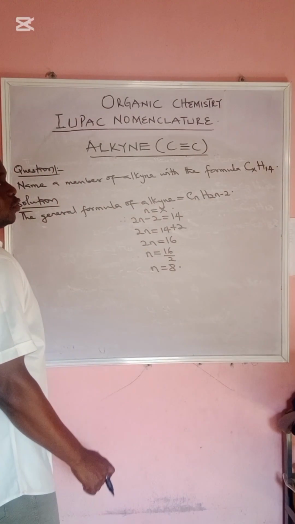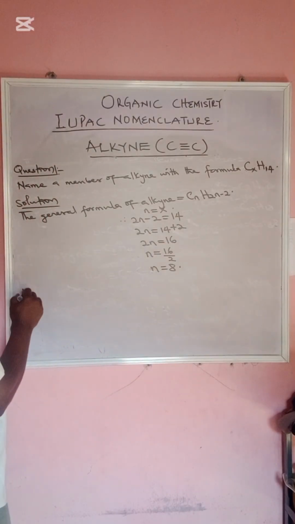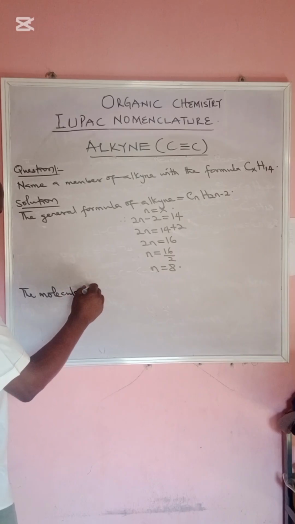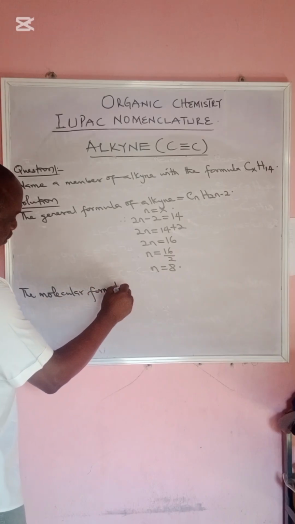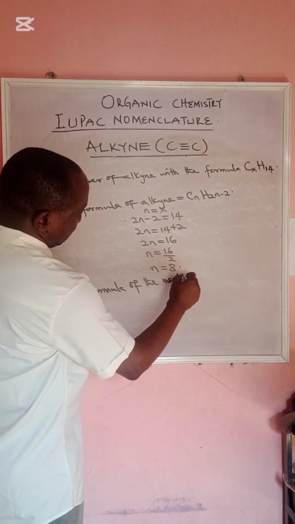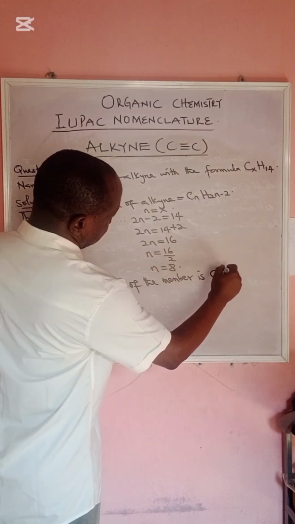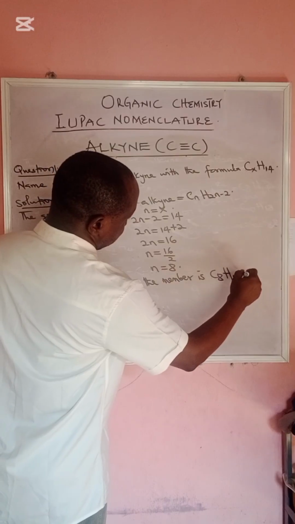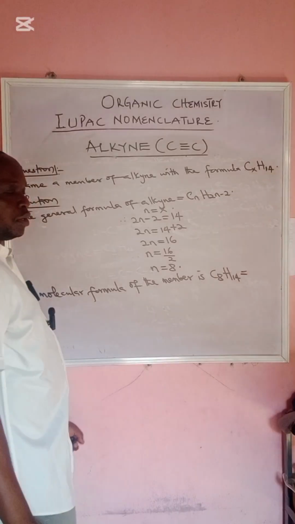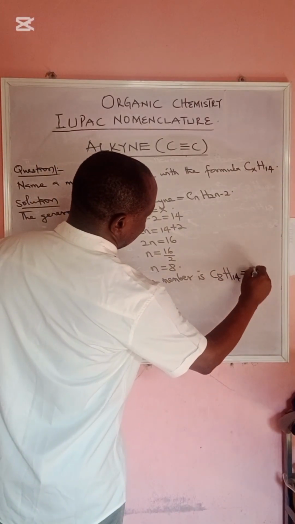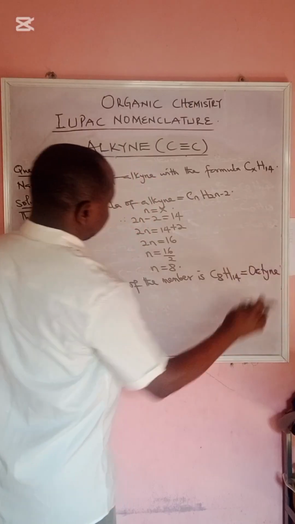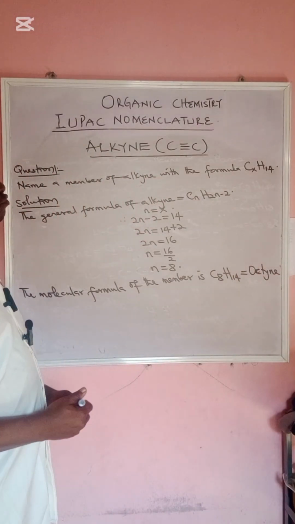So the molecular formula of the member is C8H14, bearing the name octyne. Octyne is the name. That is question 1.